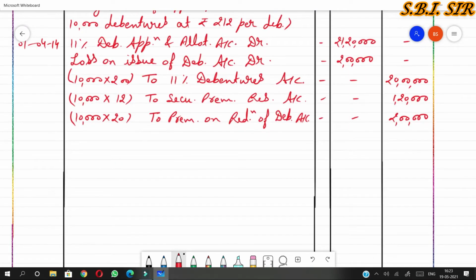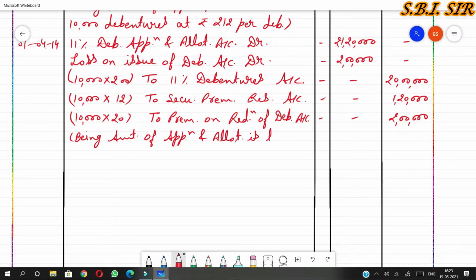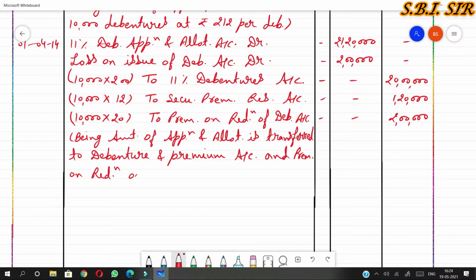Then narration being amount of application and allotment is transferred to debenture and premium account, and premium on redemption of debenture is occurred at rupees 20 per debenture.